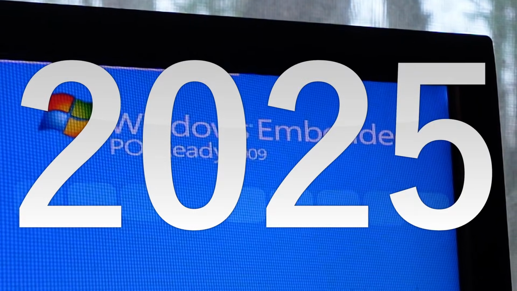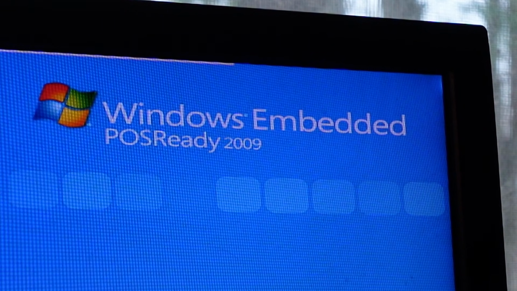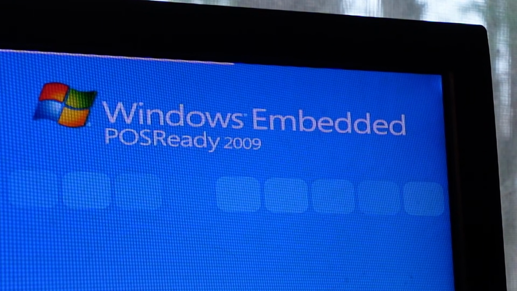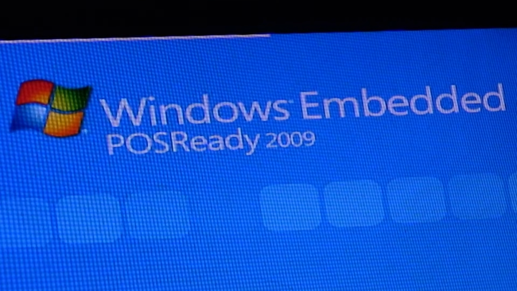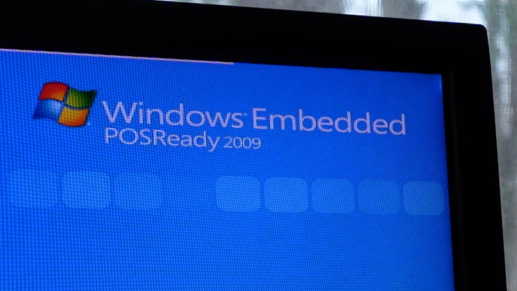And so, to finish off 2025, let's look at those versions of Windows, Embedded Standard 2009 and Embedded POSReady 2009, and also answer some questions about the embedded versions of Windows in the process. So, let's get started.